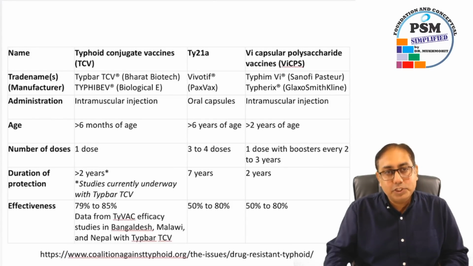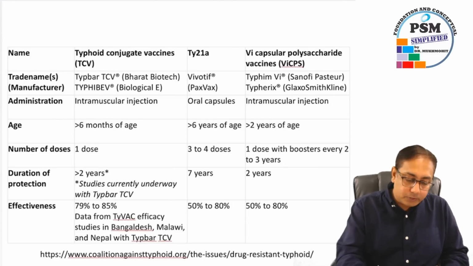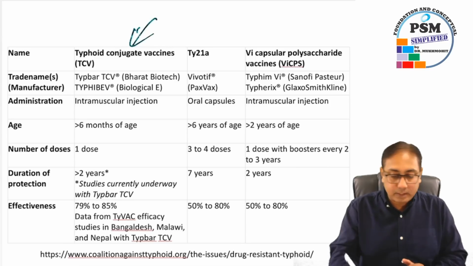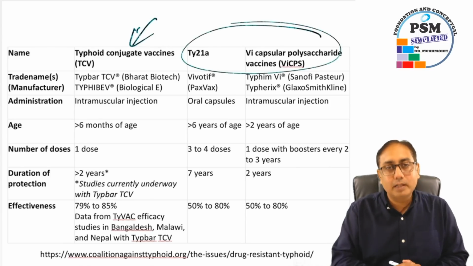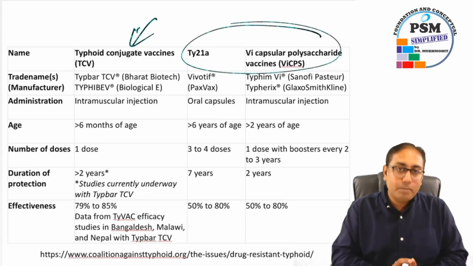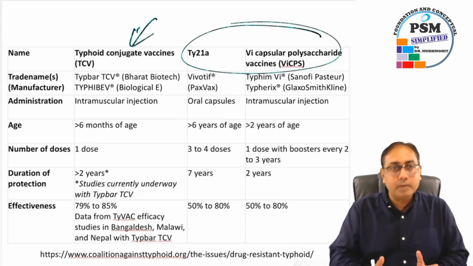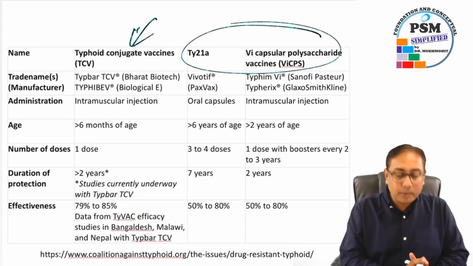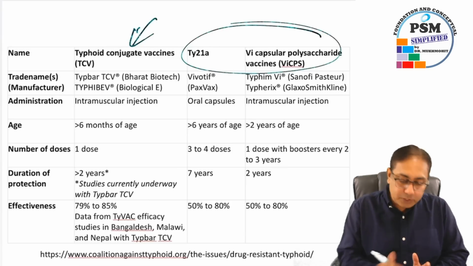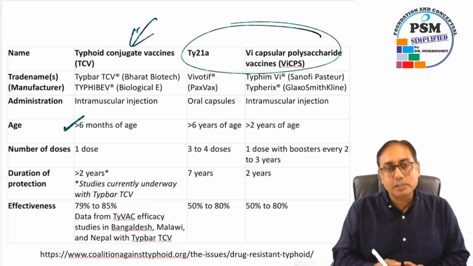Very recently, the DCGI is also thinking over introducing a newer type of vaccine, that is the typhoid conjugate vaccine. I know in my lectures in the classes we have already discussed the Ty21a and the Vi polysaccharide vaccine, which were given earlier. But now the government is also thinking about TCV, the typhoid conjugate vaccine, which is to be introduced after 6 months of age.